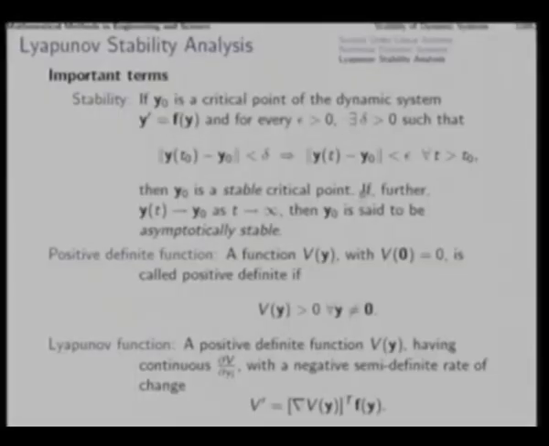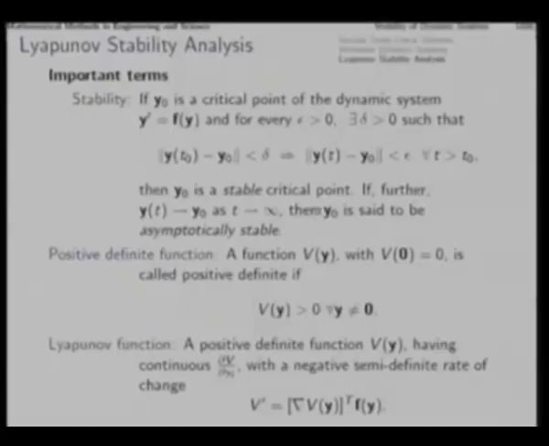There may be situations where, whatever close you start, eventually you will go far away from the critical point. Then that critical point is called unstable. Okay, so this is the criteria for stability. Further, not only does it stay close, but if as enormous time passes, eventually the point y0 is approached, then you call that point not only stable but asymptotically stable.